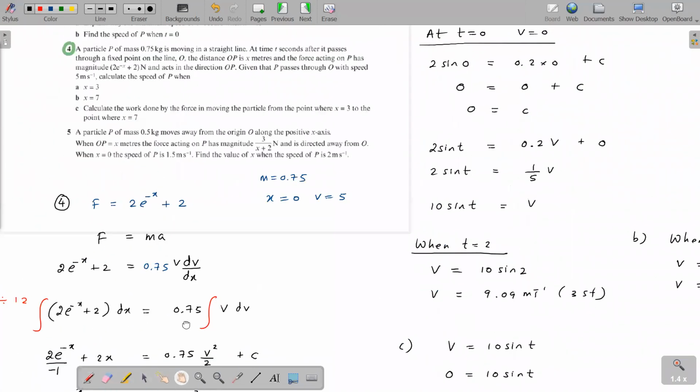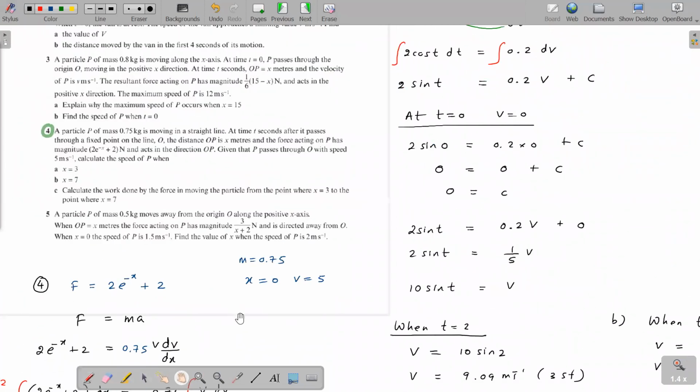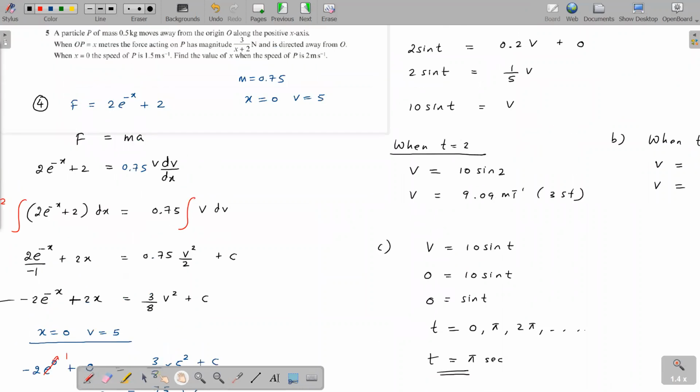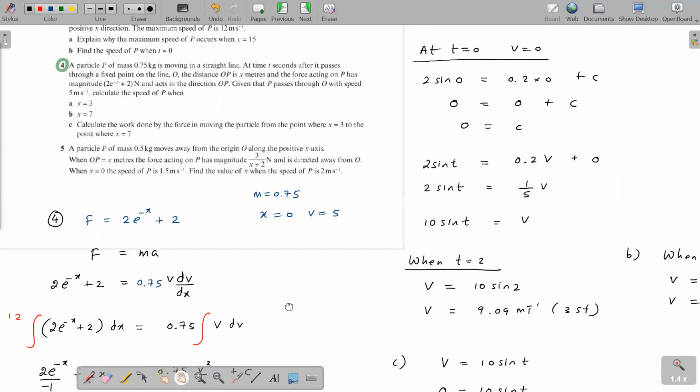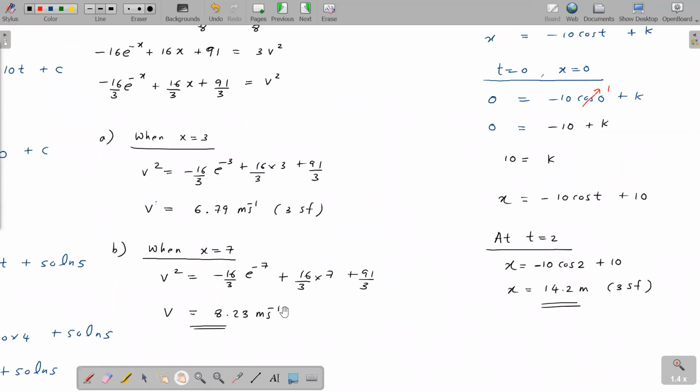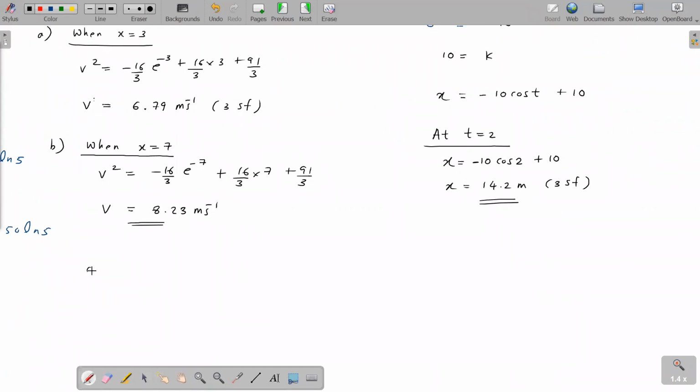Okay, so then let's move to the last part. Part C, they ask you to calculate the work done by the force in moving the particle from the point where x equals 3 to the point where x equals 7. So how do we actually calculate the work done by the force? Normally we say work done is equal to change in energy, right?